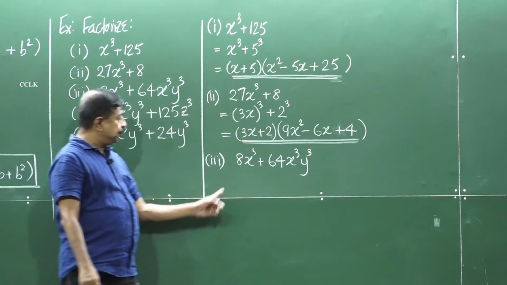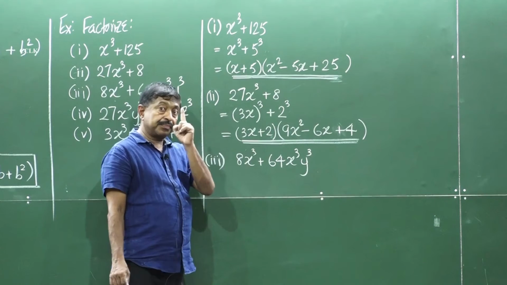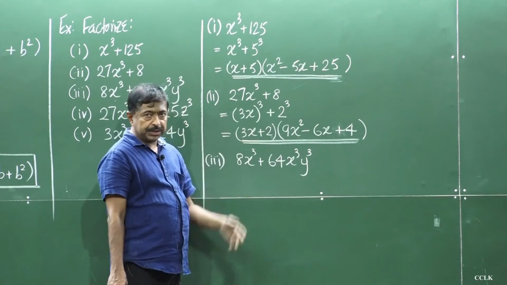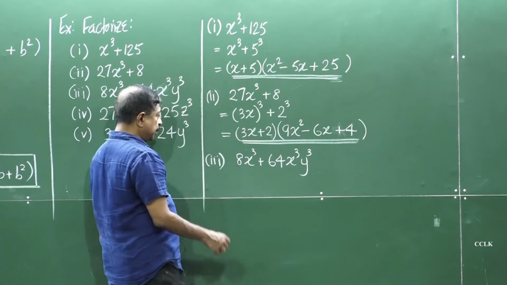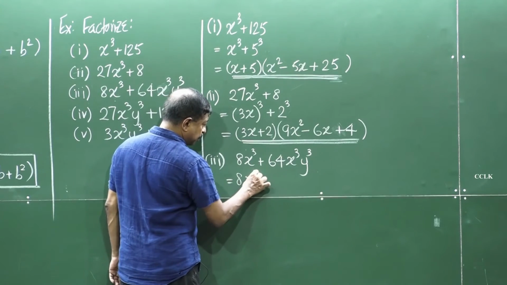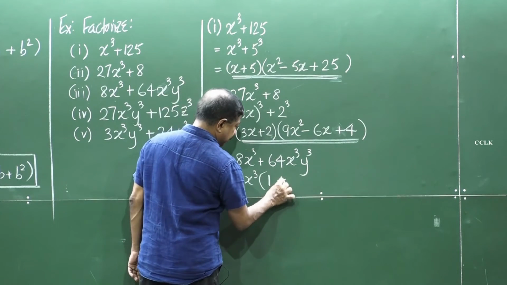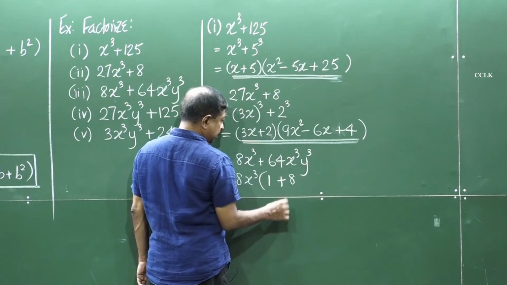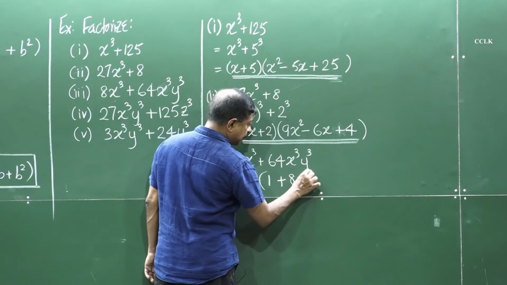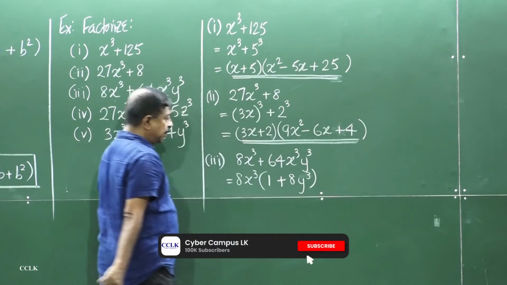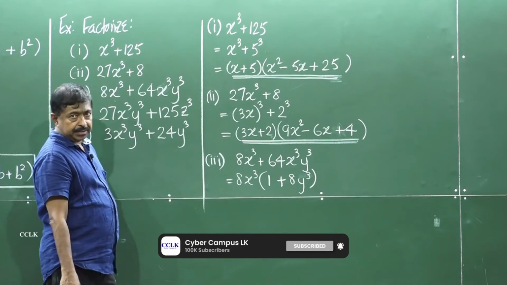Both of them are cubes. However, the rule of thumb is if you have a common factor, you have to pull it out at first. So in numbers, you can pull out 8. In variables, you can pull out x cube, leaving 1 plus. You have to divide this by 8. You get 8. X cube is gone, leaving this inside the bracket.